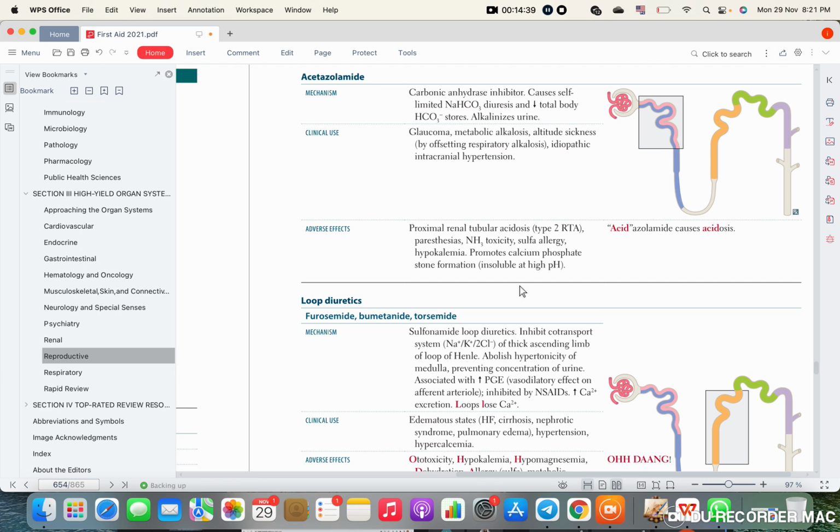Yes, they are really, really big. They are also called Staghorn stones. Yeah, we call them Staghorn stones. Good.